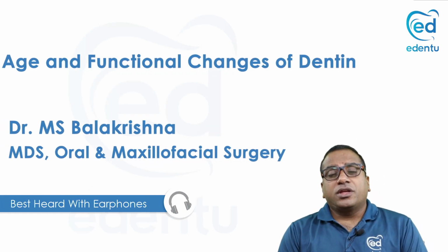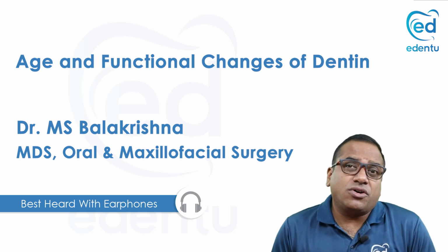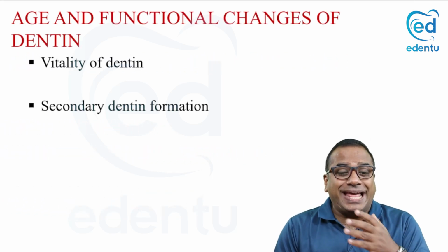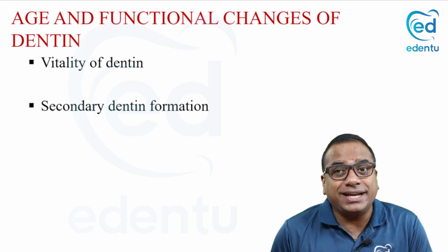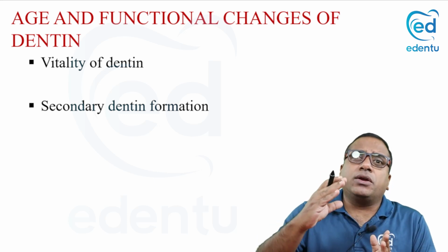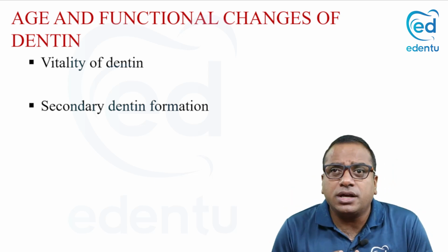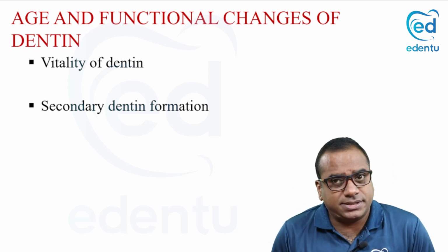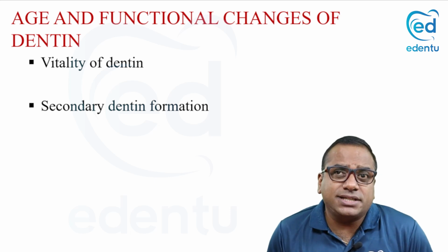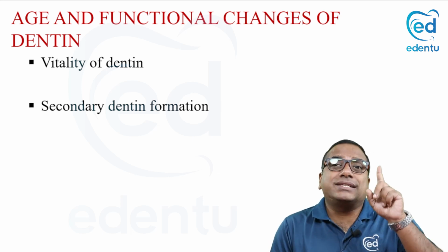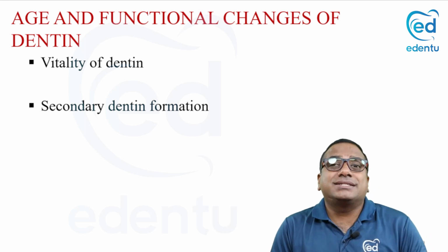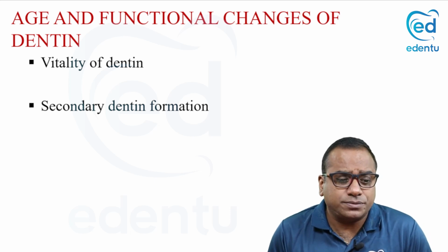So hello everyone, coming to the last section of our dentin chapter. This deals with the age and functional changes of dentin. Here we will discuss what all changes will take place as the tooth is growing old, or the person is growing old. Basically two significant changes we can see: one is that the vitality of the dentin will change, and there will be secondary dentin formation also.